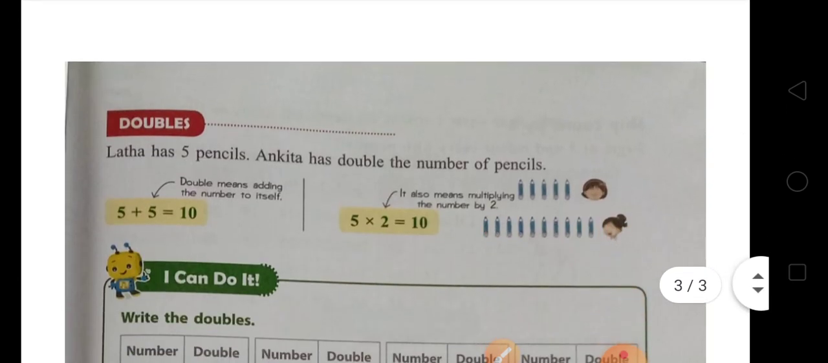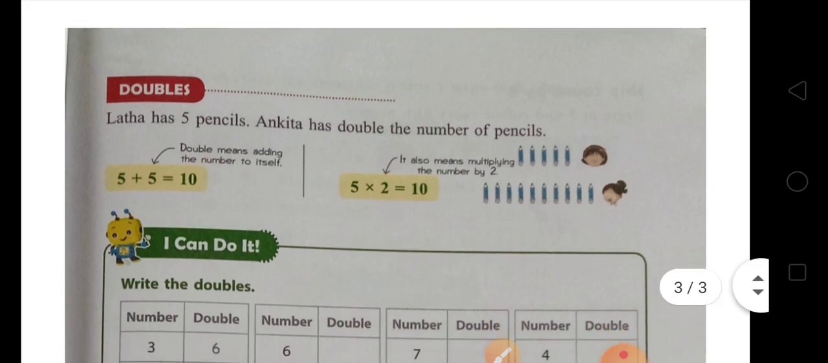Okay. Now come on doubles. In doubles you can see here that you have to double the numbers. Latha has 5 pencils. Latha is a girl. Latha has 5 pencils. Ankita has double the number of pencils.